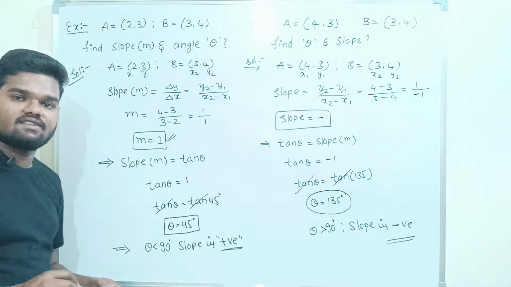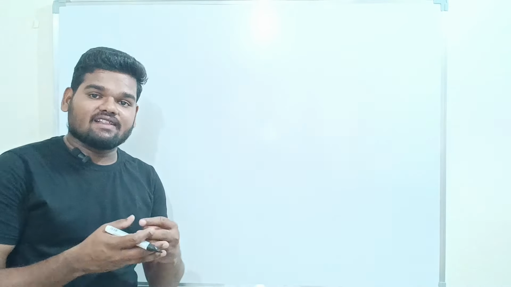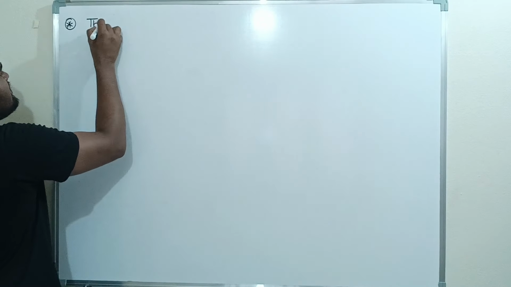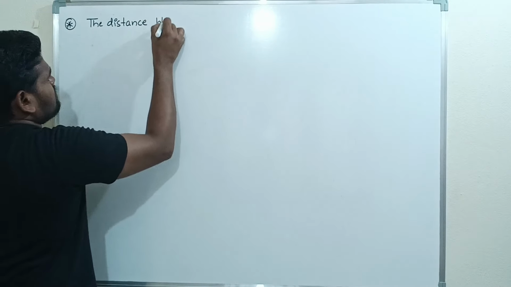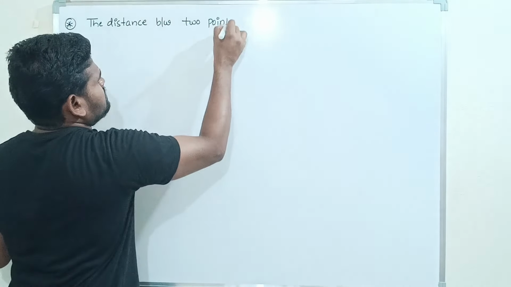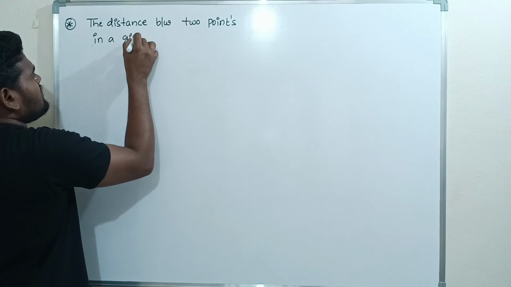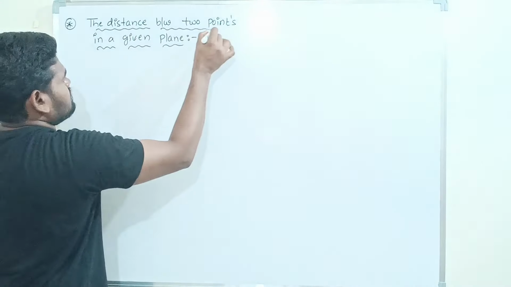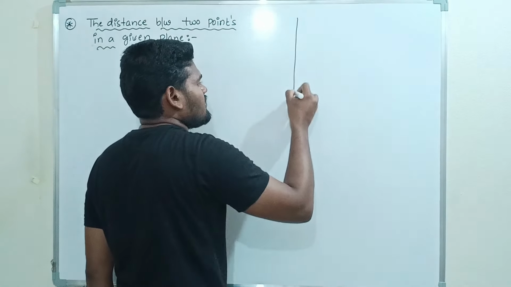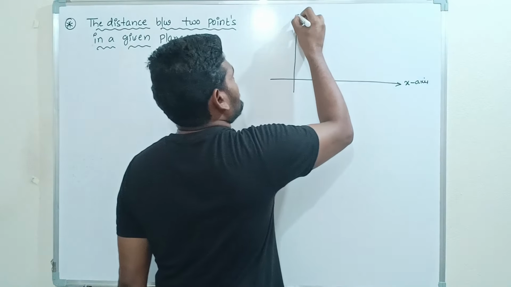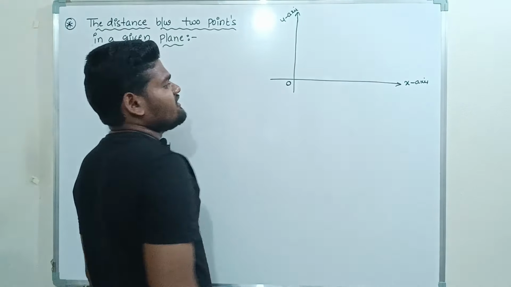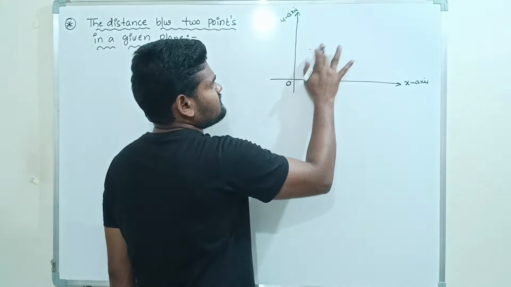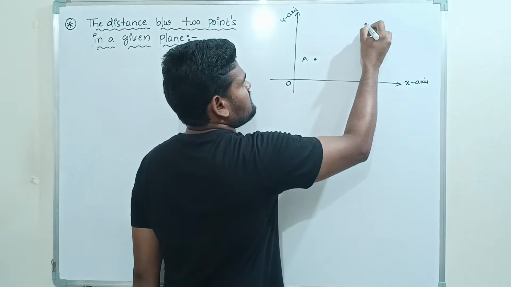Right. The next concept that we are going to discuss is the distance between two points in a given plane. I am taking a two-dimensional coordinate system. This is the x-axis and this is the y-axis. This is the origin O. In this two-dimensional coordinate system, I have two points. Here is point A and here is point B.